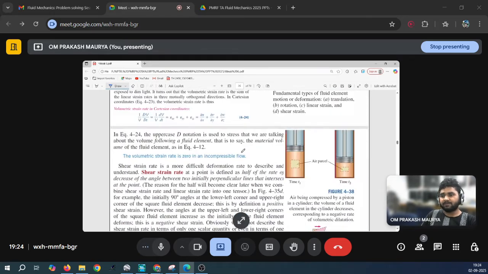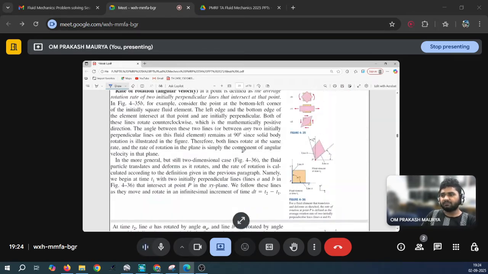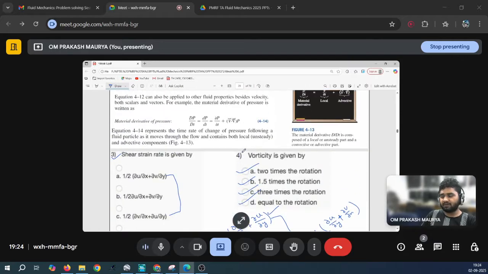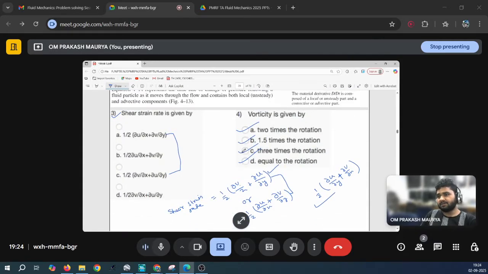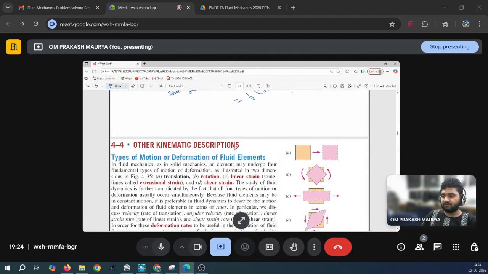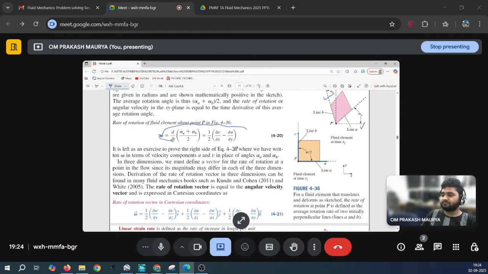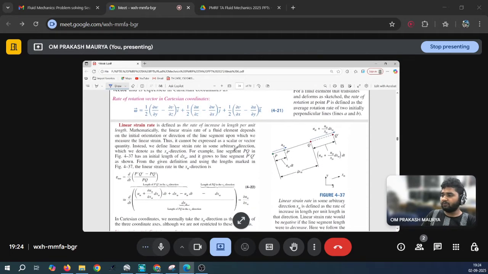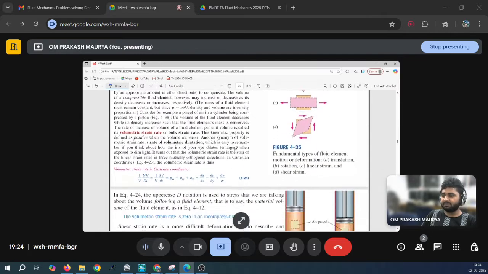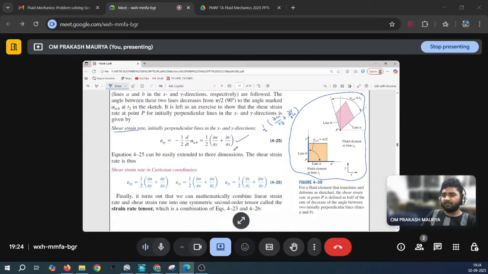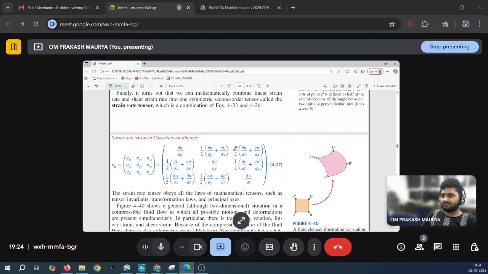The direct question is from the Cengel and Cimbala book: the vorticity is given by 2 times the rotation. So option A is correct. Hopefully you got it, and you are comfortable with this explanation. If anyone has any doubt, we can discuss it in the next class.